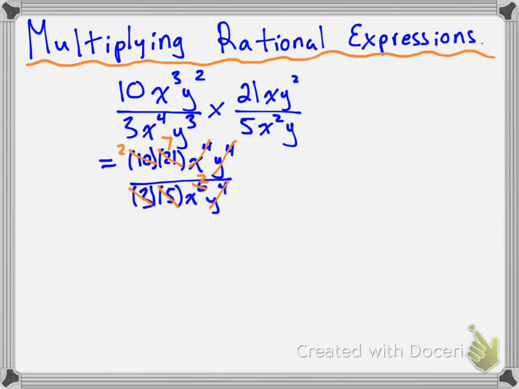And so my final answer is going to be 2 times 7, which is 14, over the x squared that we have at the bottom. So that's the final answer that we would get for that.